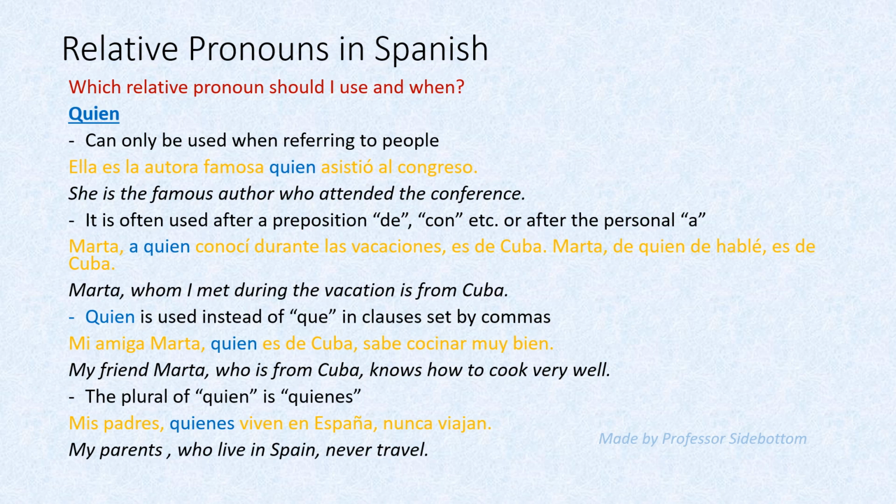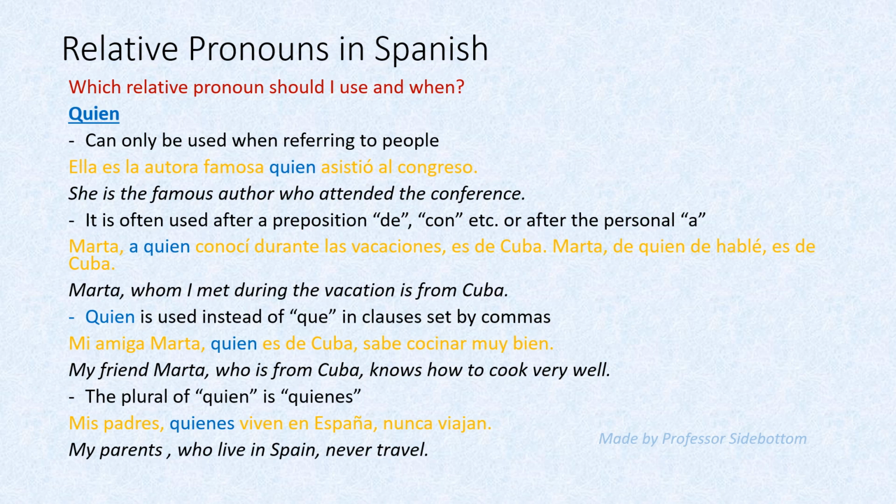Next, let's talk about the relative pronoun quien. Quien can only be used when referring to people. Here is an example. Ella es la autora famosa quien asistió al congreso. She's the famous author who attended the conference. Because she is a person, we use quien.